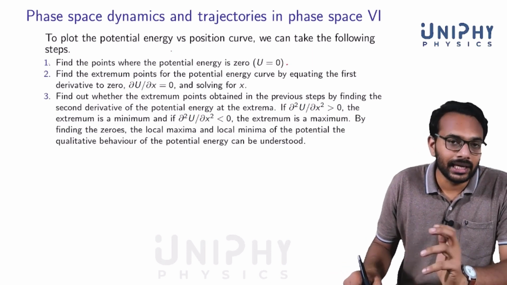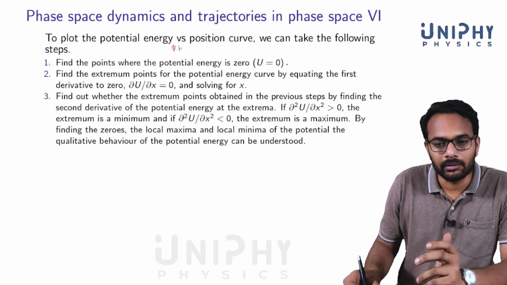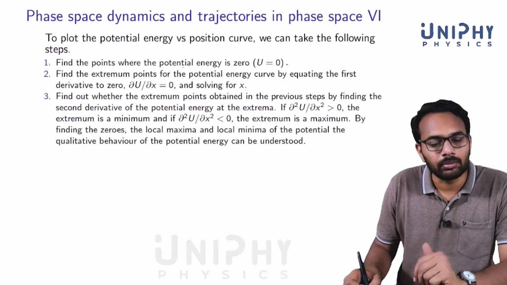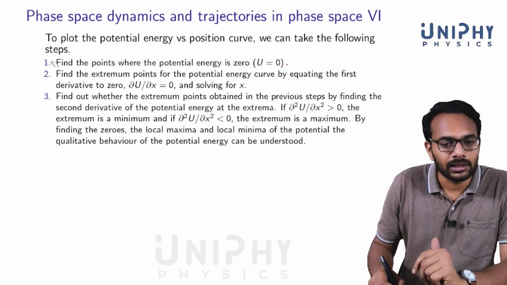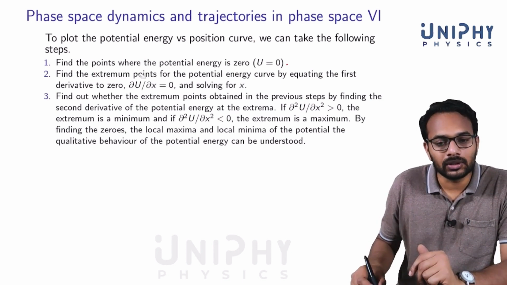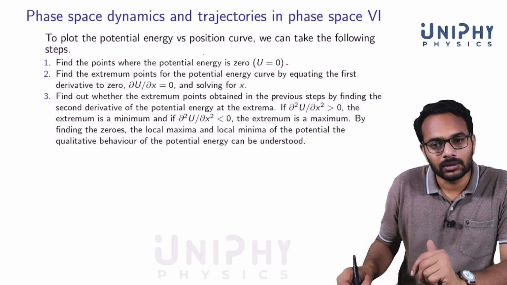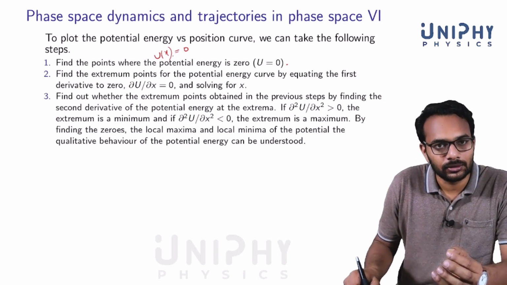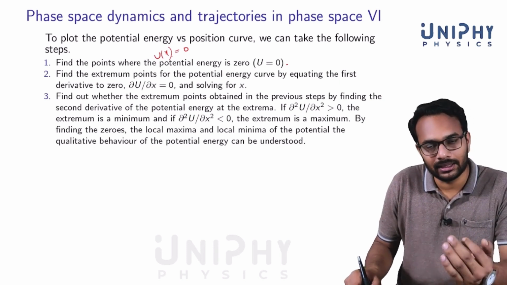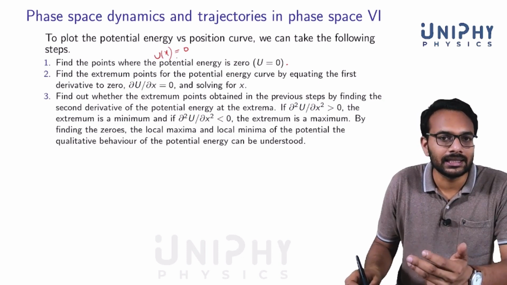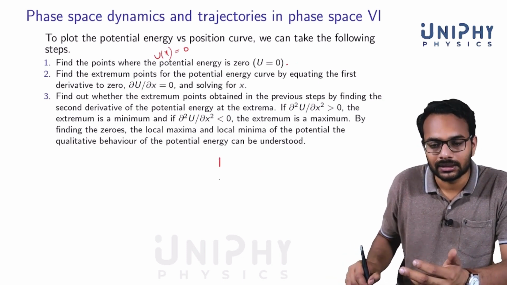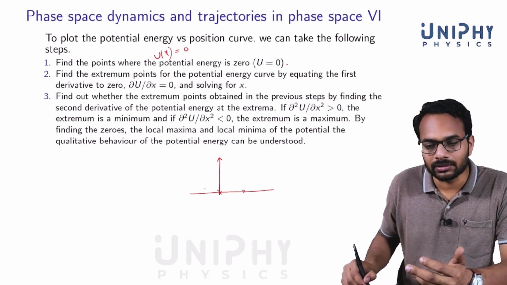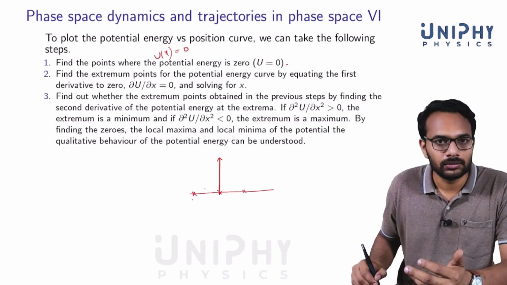We are actually talking about potential energy. Sometimes I just say potential, but that's not entirely accurate. We have to say potential energy, so I hope you'll correct it in your mind. So find the points where the potential energy is 0. You take U of x, set it equal to 0, and solve this. These are the points along the line where the potential energy is 0, and you will plot these points.